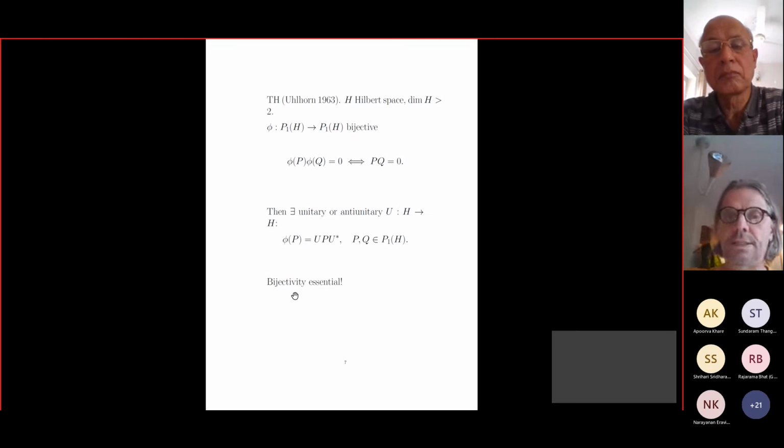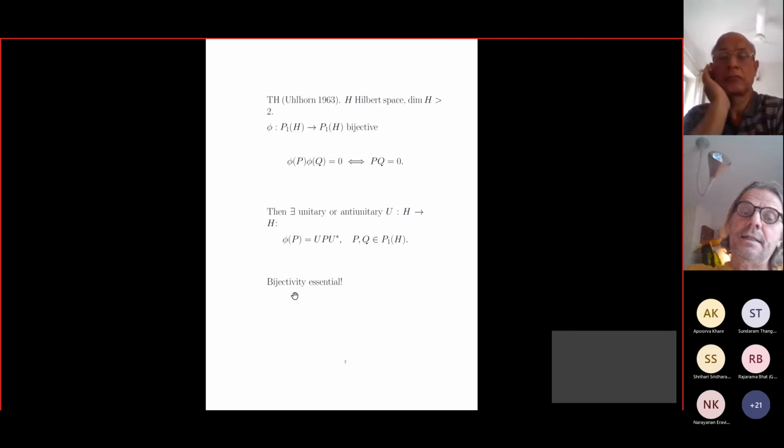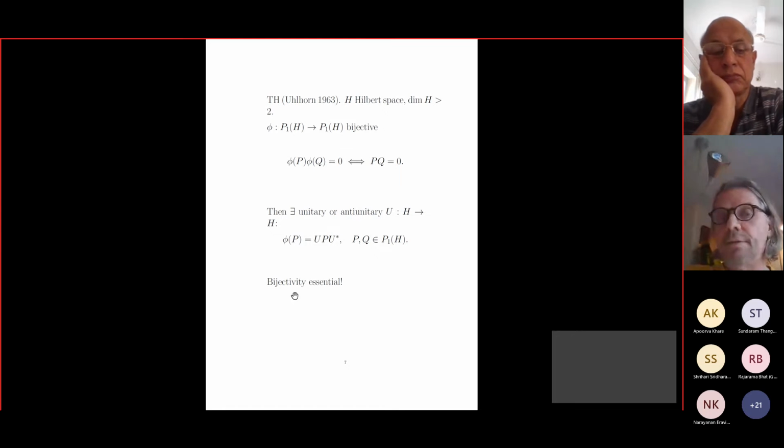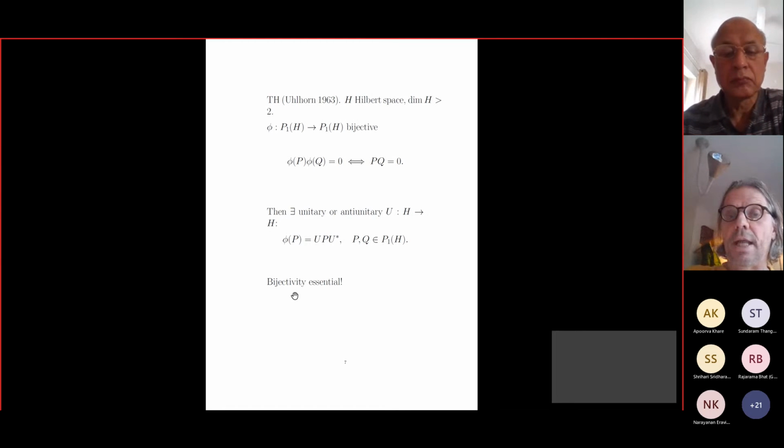No, bijectivity is essential. Without bijectivity, you can produce counterexamples, but crazy counterexamples, and to make them you have to go to the infinite dimensional case. What happens in the finite dimensional case? Can you do better in the finite dimensional case? What would be better without bijectivity?